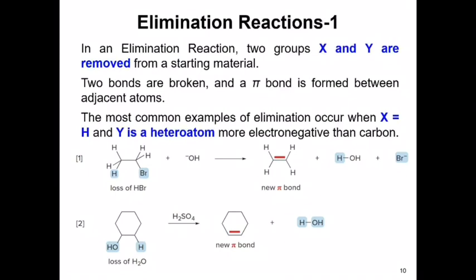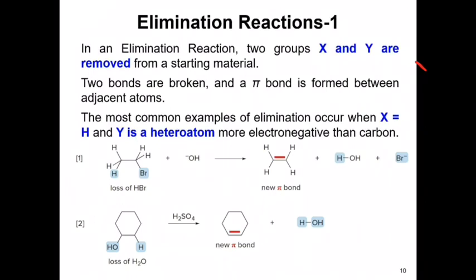So again, in elimination reactions, you have two groups, X and Y, that are removed from a starting material. So because we're removing two groups of atoms, two bonds are being broken, two sigma bonds. And as a result, a pi bond is formed between two adjacent carbon atoms. So the most common examples of elimination reaction actually occur when one of the groups of atoms is a hydrogen and the other is a heteroatom.